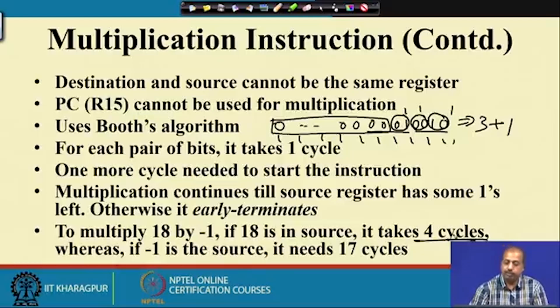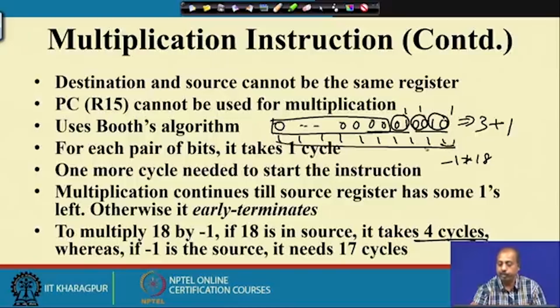On the other hand, if you take minus 1 as the source, that is, you do this multiplication as minus 1 multiplied by 18, then for minus 1 all the bits are 1. So, it will take a total of 17 cycles as we had calculated previously. For every pair it will take 1 cycle, 16 such pairs, plus 1 cycle to start the instruction. A total of 17 cycles will be needed for this multiplication if minus 1 is taken as the source.